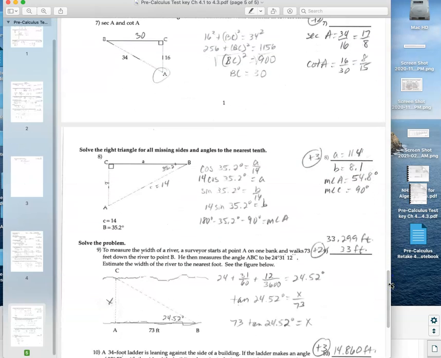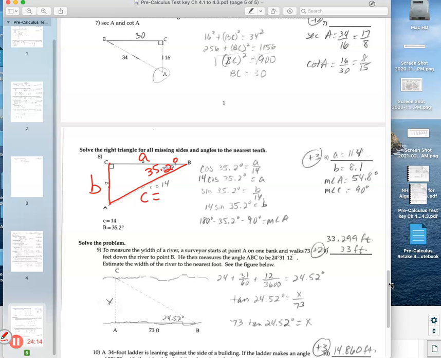Number 8 says solve the right triangle for all missing sides and angles to the nearest tenth. And on this one, oh, that's awfully hard to see. Again, some of these copied through really faded. So let me grab my copy here. And there's our little B. And C equals, this is A up here. And then they told us that angle B is 35.2 degrees, right there. So we've got some stuff we have to find here.